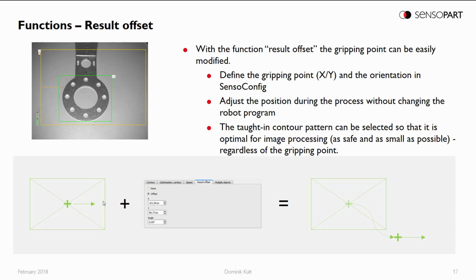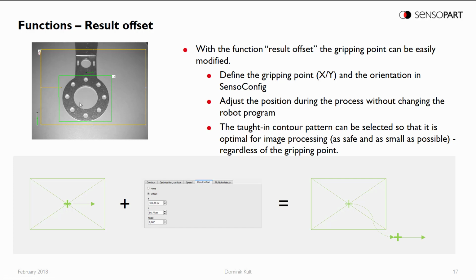The next special function is the result offset function. Here one small example. I want to detect this mounting bracket with the circle with the holes, and I want to pick it up with a vacuum gripper. That means typically with a contour detector, it's easy to detect. The VISOR calculates the result point in the center of the green box. When I look at the center of the green box, there is a big hole and I have no option to pick it up with my vacuum gripper.